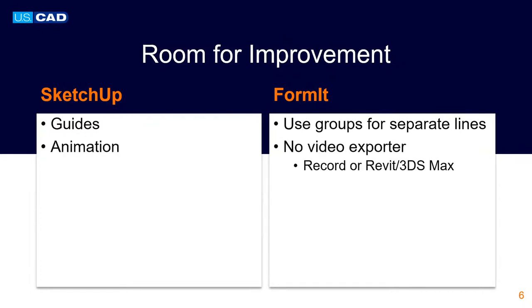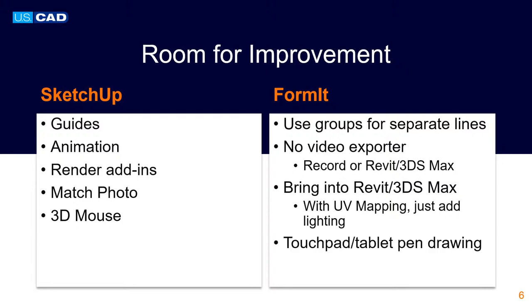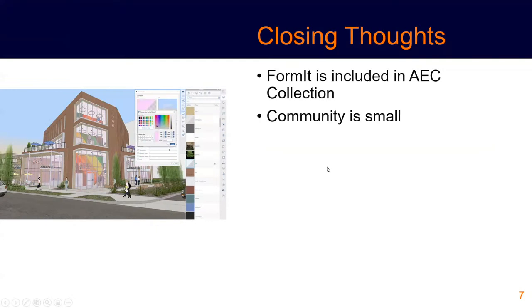SketchUp can do animation, so there's no video exporter in FormIt. So you can record it using a third party, such as Snagit, or you can just bring it into Revit or 3ds Max. Same thing for rendering. And then SketchUp has something called Match Photo, which FormIt doesn't have. SketchUp does support 3D mice, but FormIt has touchpad and tablet, so you can draw with your pen, which might be better. And then annotations, again, SketchUp has, FormIt doesn't.